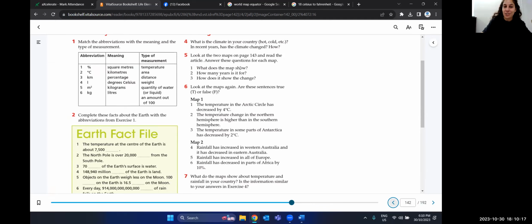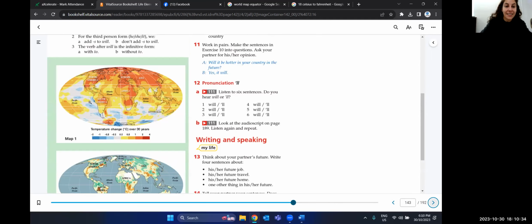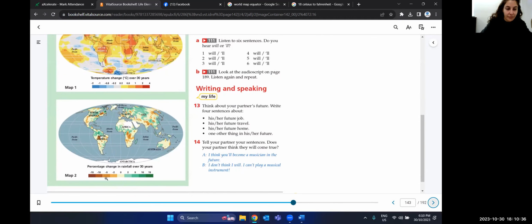So that's what the map shows. How many years is it for? 30 years. And how does it show the change? So I'm answering question 5. It shows the change by the color. So that's how we can see the change, because it's showing us by the color over 30 years.